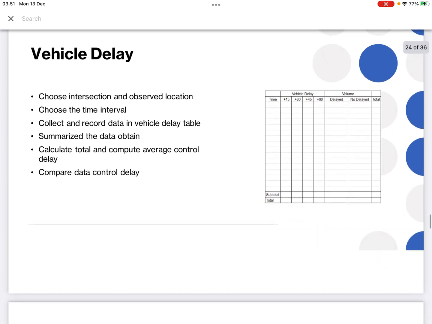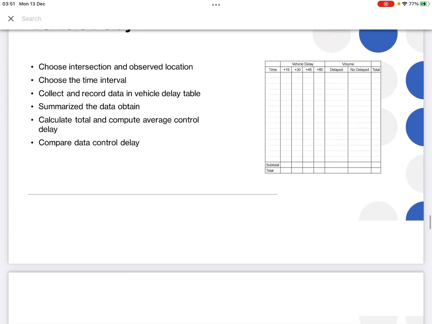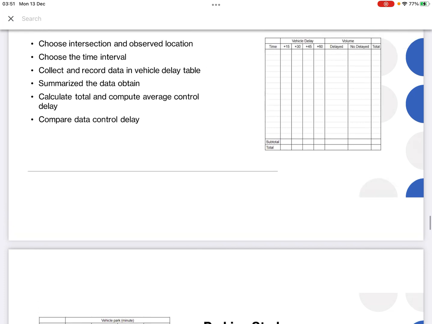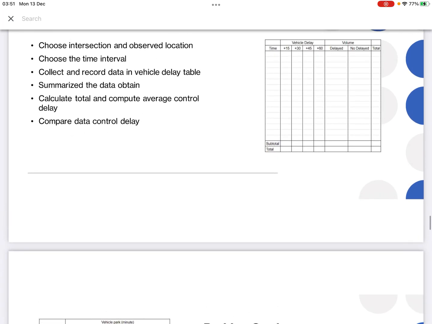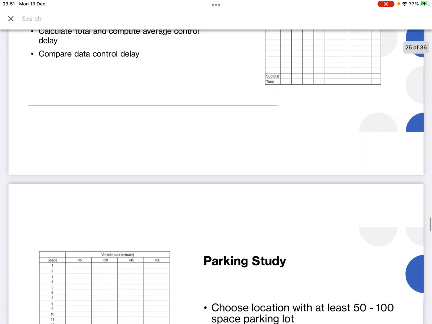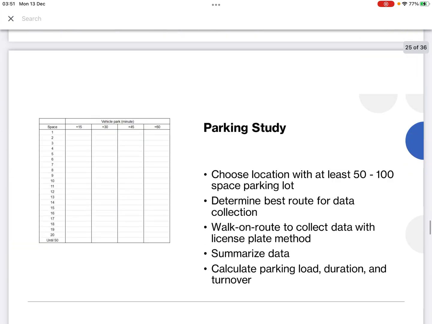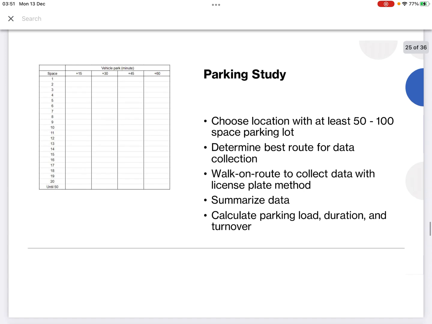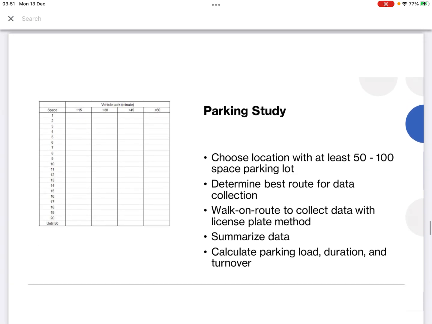Vehicle delay. Choose the intersection and observation location, choose the time interval to collect, and then collect and record data in the table. Compare data, calculate the total, and compute average control delay. Compare control delay to the standard, and compare control delay for each vehicle.